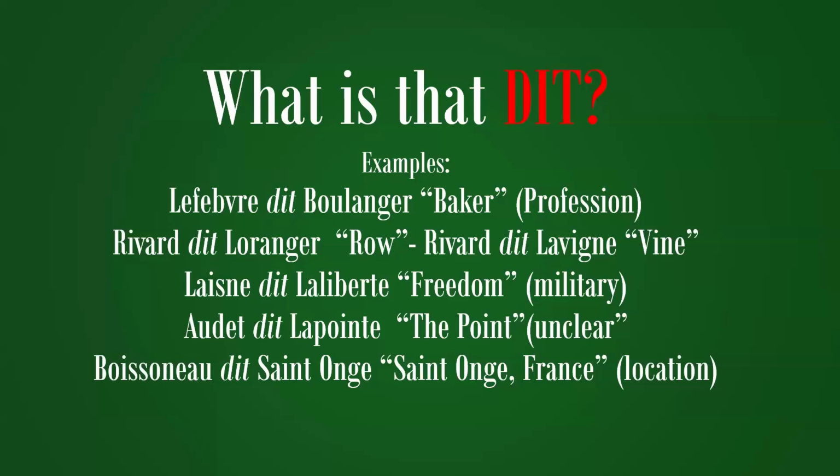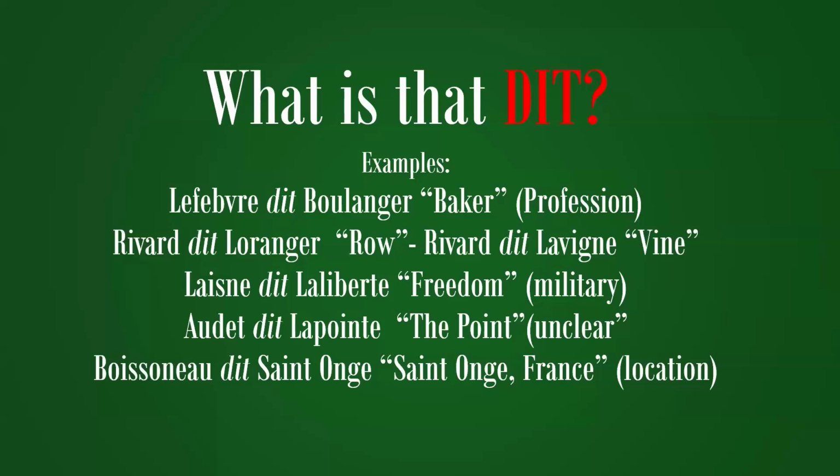Le Rivard dit l'Oranger means row. That person, I researched this, is actually one of mine. It was his nickname because he was so meticulous about how he planted things. Rivard dit la Vigne means vine. But the first name is their actual surname.